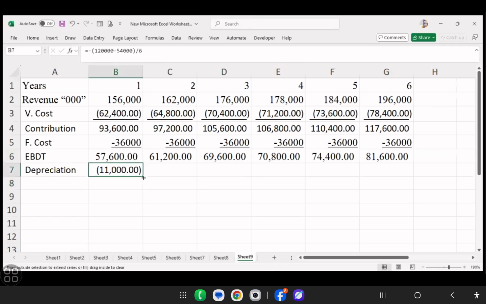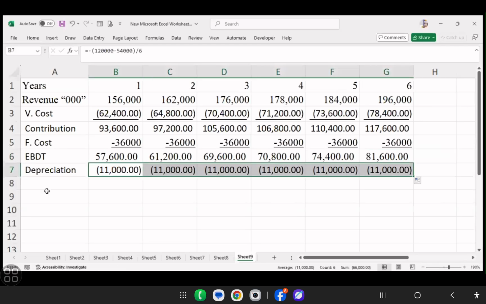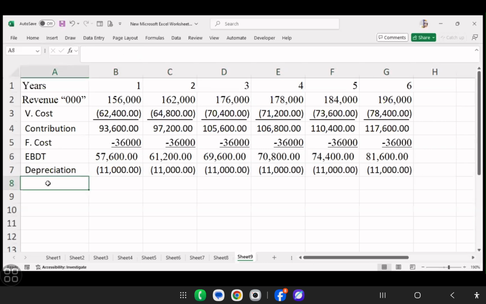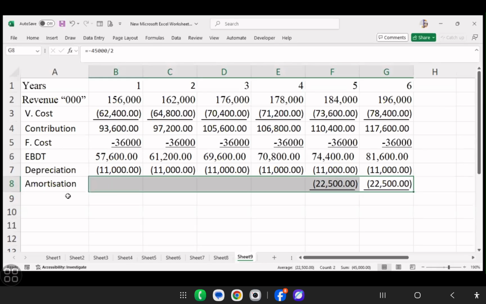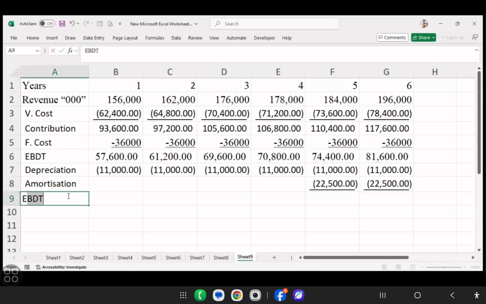Then we are told that there was amortization. We are told that this investment is at the end of year 4. So for years 5 and 6, we take the 45 million and divide by 2, because we are told that it will be amortized evenly. So we will minus the amortization at that point. The amortization and depreciation are treated the same way.